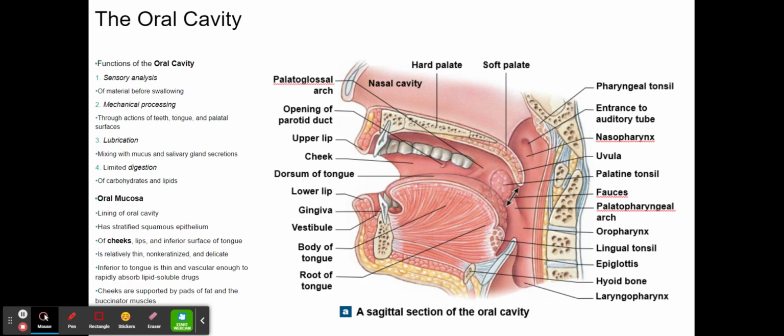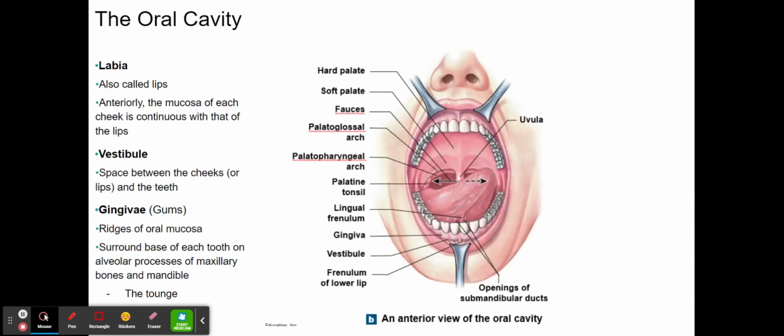Nutrients are not absorbed in the oral cavity, but the mucosa inferior to the tongue is thin enough and vascular enough to permit the rapid absorption of lipid-soluble drugs. Nitroglycerin may be administered by this route to treat acute angina pectoris. The mucosae of the cheeks, or the lateral walls of the oral cavity, are supported by pads of fat and the buccinator muscles. Anteriorly, the mucosa of each cheek is continuous with that of the lips, or the labia.